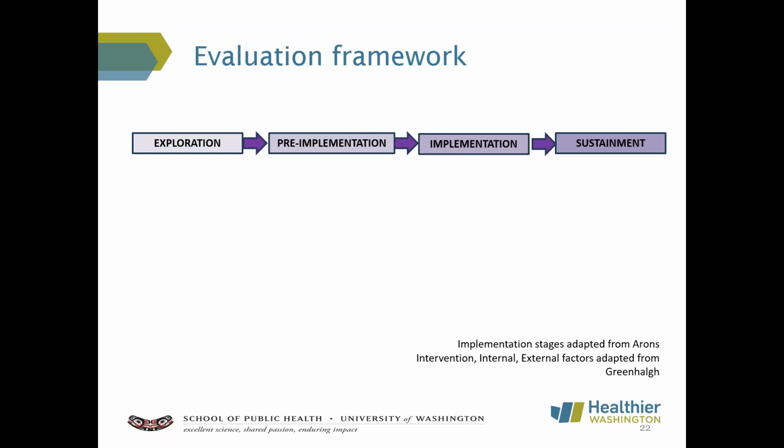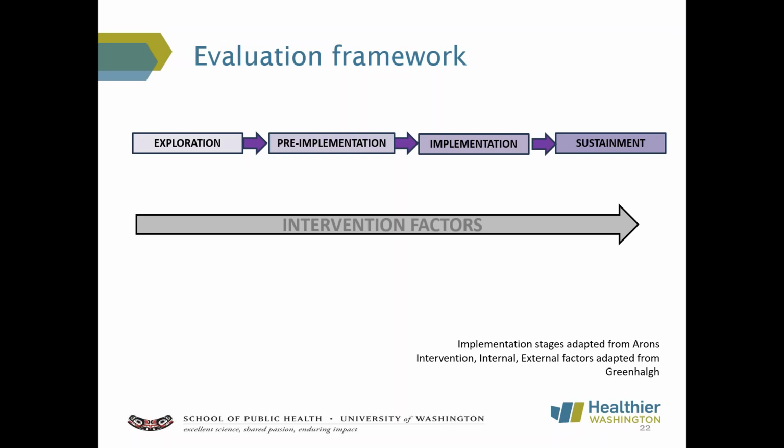innovation in service organizations. In this hybrid framework, we look at Hub implementation in 4 different stages: an exploration stage, a pre-implementation stage, an implementation stage, and a sustainment or sustainability stage. And throughout these stages, we'll be looking at factors at 3 different levels: intervention factors, internal factors, and external factors.